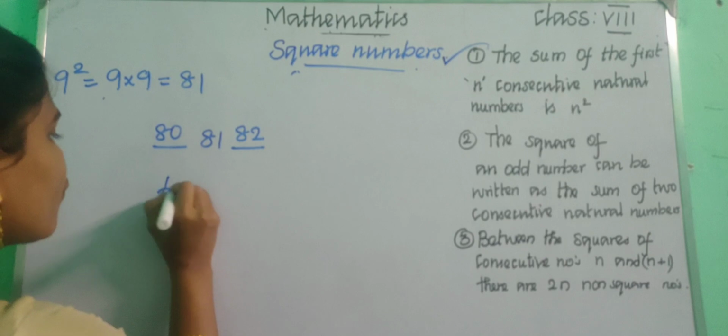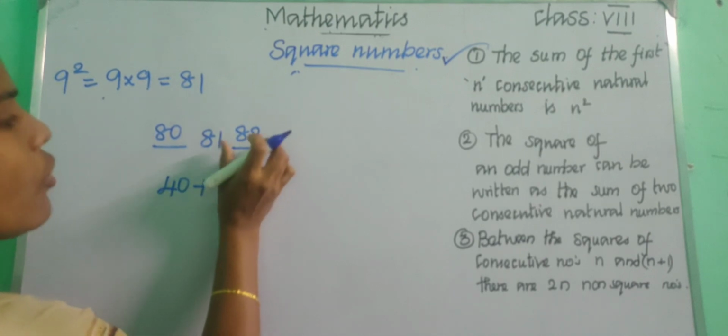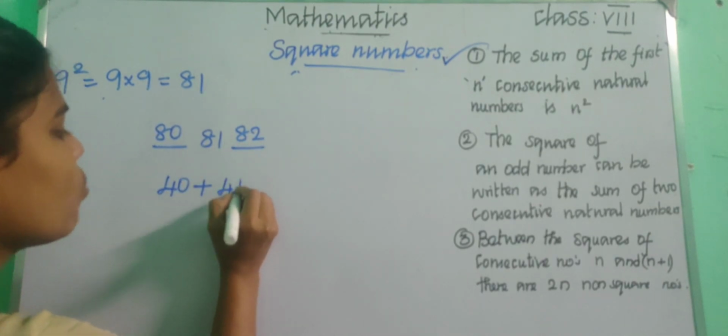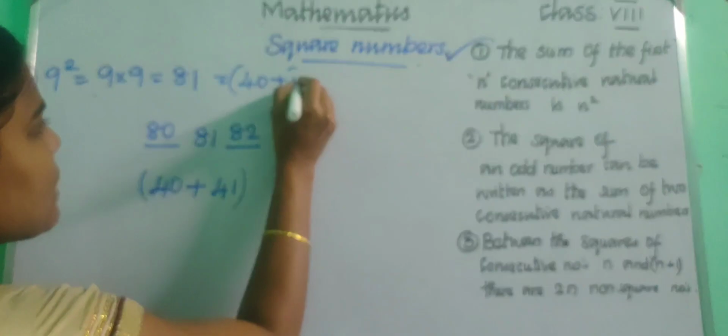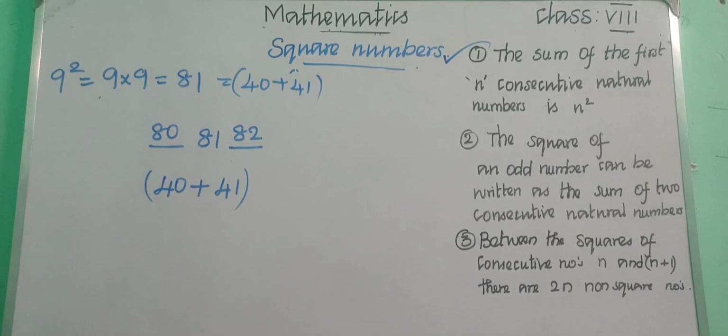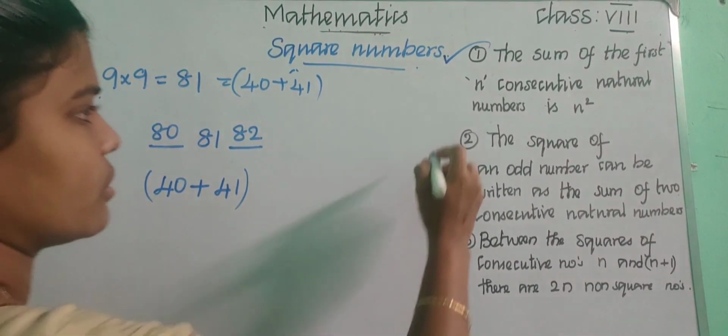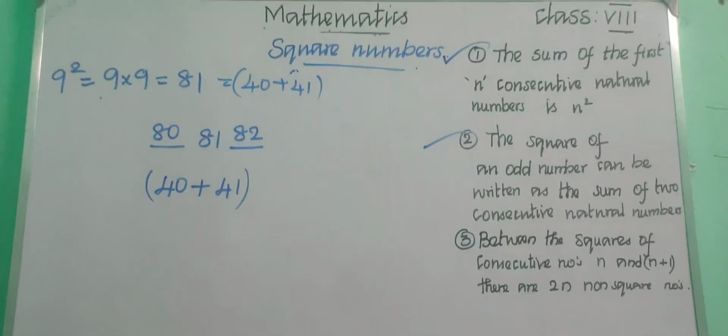Now say the half of 80. Half is 40. And what is half of 82? 41. So we can write the consecutive numbers as 40 plus 41. Is it clear, children? So we have learned this second property also. Now let us see the third property.